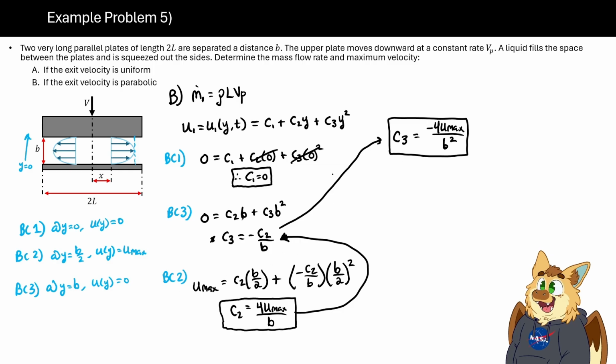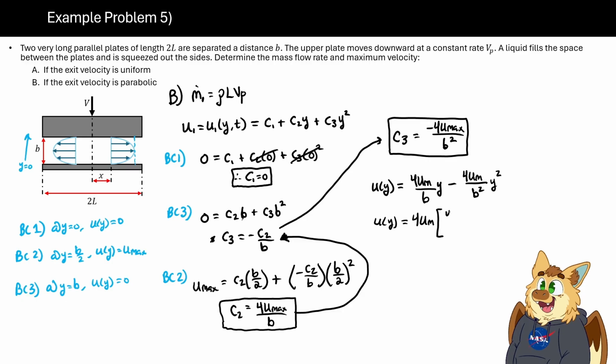Which then gives us a final velocity profile here, u of y is equal to, let's plug it in, C1 is 0, C2 would be 4 times U max. I'm just going to put UM for now, where UM equals U max, just so I can reduce some of the writing here. So that would be this times y minus 4 times U max over b squared times y squared. And we can simplify this even further by taking out 4 times U max.